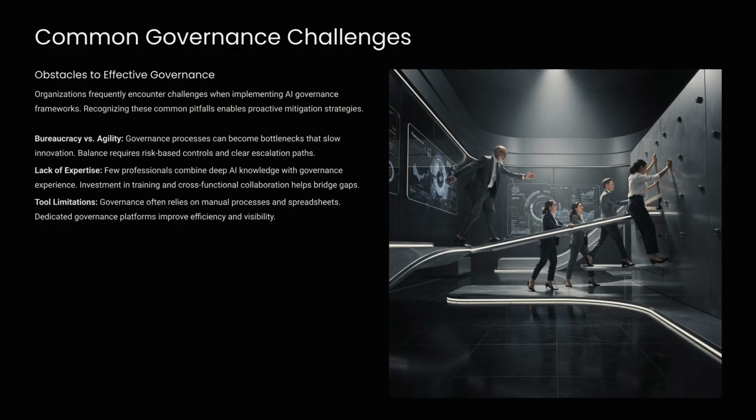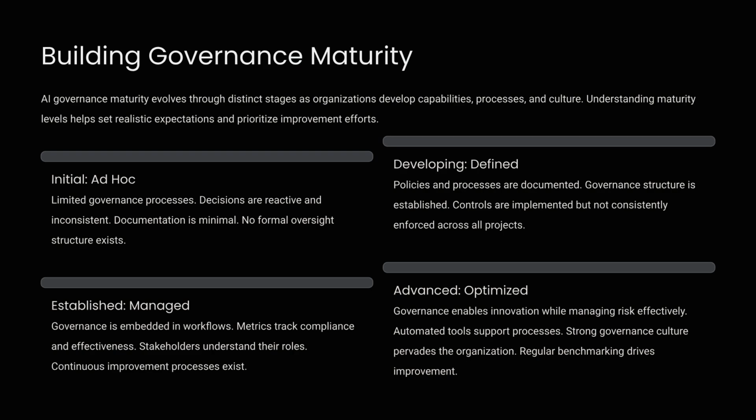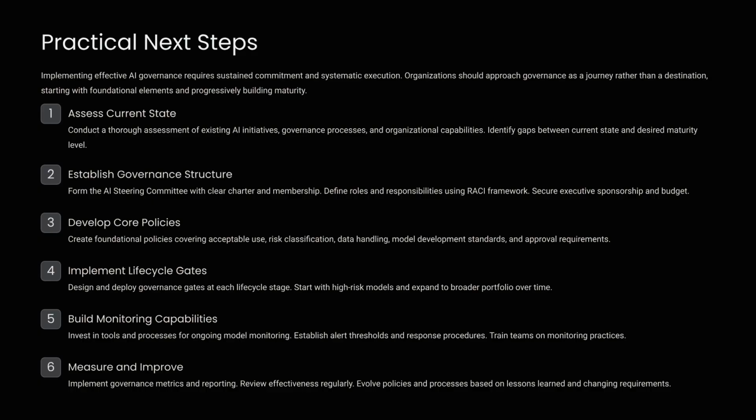Common governance challenges include balancing bureaucracy with agility, addressing a lack of expertise, and managing tool limitations. Proactive strategies are needed to mitigate these pitfalls. AI governance maturity evolves through stages: initial, developing, established, and advanced. Organizations should prioritize improvements to move from inconsistent processes to an optimized, innovation-enabling state. Practical next steps include assessing the current state, establishing the governance structure, developing core policies, implementing lifecycle gates, building monitoring capabilities, and measuring and improving continuously.